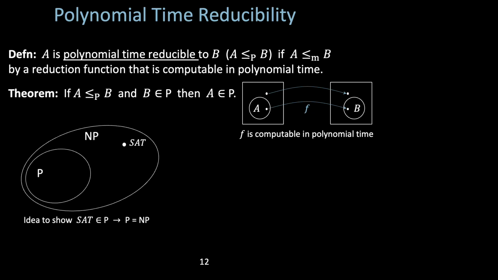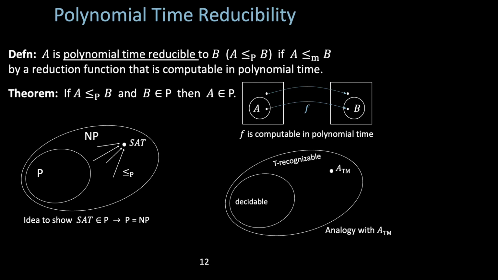Looking back at the Cook-Levin theorem, SAT is a problem that's in NP. Cook and Levin proved that all problems in NP polytime reduce to SAT. This might feel a little analogous to when we talked about decidable languages and recognizable languages, and we saw that ATM, the acceptance language for Turing machines, is recognizable but not decidable. And you can mapping reduce languages that are recognizable to ATM.